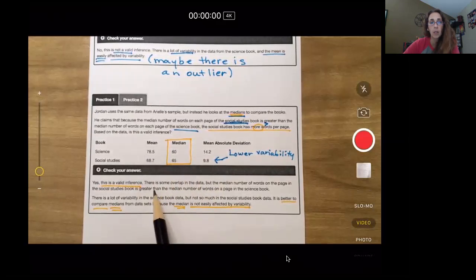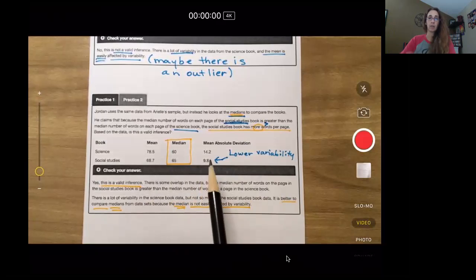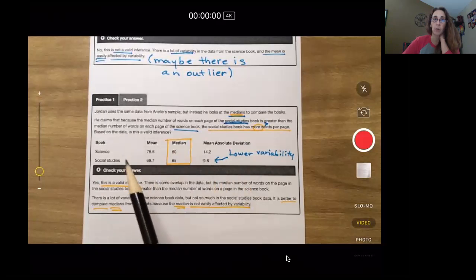There is some overlap of data, but the median number of words on a page in the social studies book is greater than the median number of words on a page in the science book. So there is, like I said, a lot of variability in the science book, but not so much in the social studies book. It's better to compare the medians from the set of data because the median is not easily affected by variability. And this is what we're looking for here. So as you look through problems like this, this is kind of key, where we're looking for that valid inference.